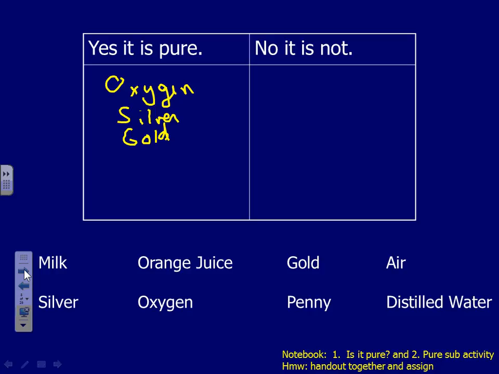Excellent. If we're going to assume that a penny is pure copper, then that is correct. Does anybody know what a penny actually is? You'd have to cut into one in order to figure it out. A penny is actually made up of now zinc, which then was copper coated. But now we don't even have pennies anymore. They don't make them anymore.